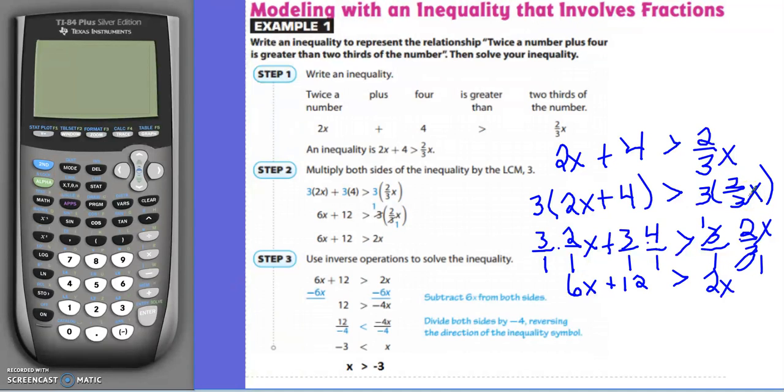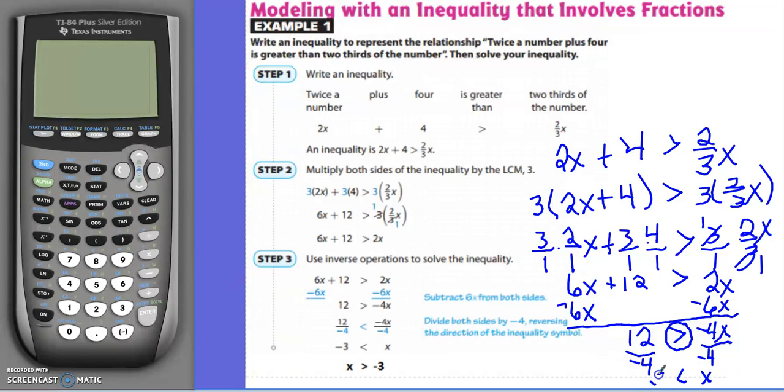Now we have to isolate the variable, so we're going to get rid of the 6x. When we do that, we get negative 4x. And then we have to divide both sides by negative 4. Now remember, when you divide both sides by a negative or multiply both sides by a negative, the inequality flips, so it's going to be x is greater than negative 3.